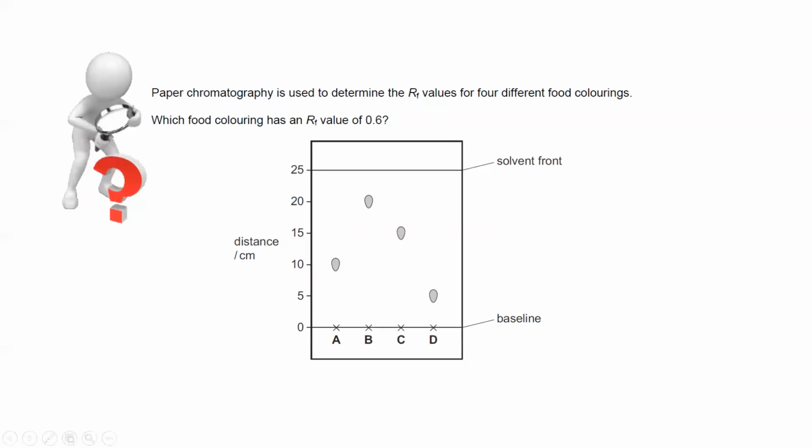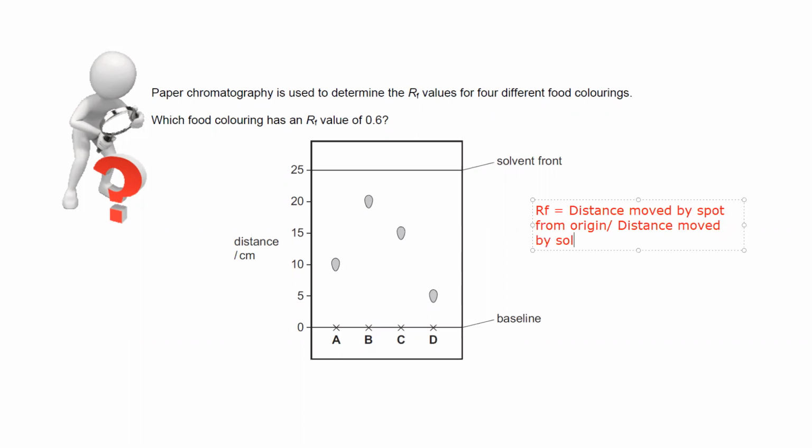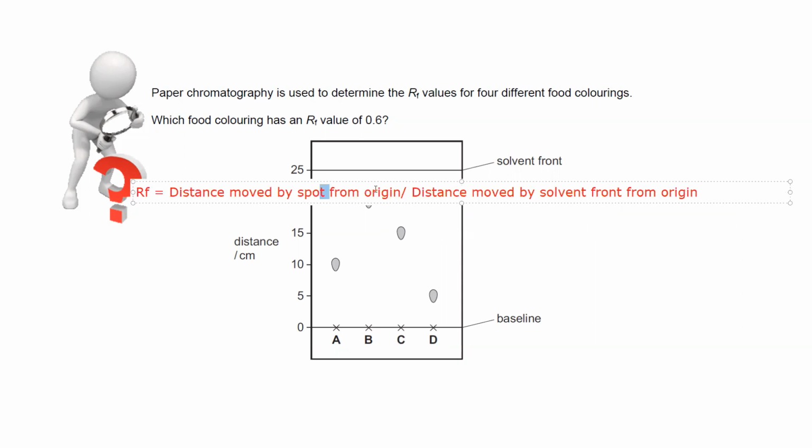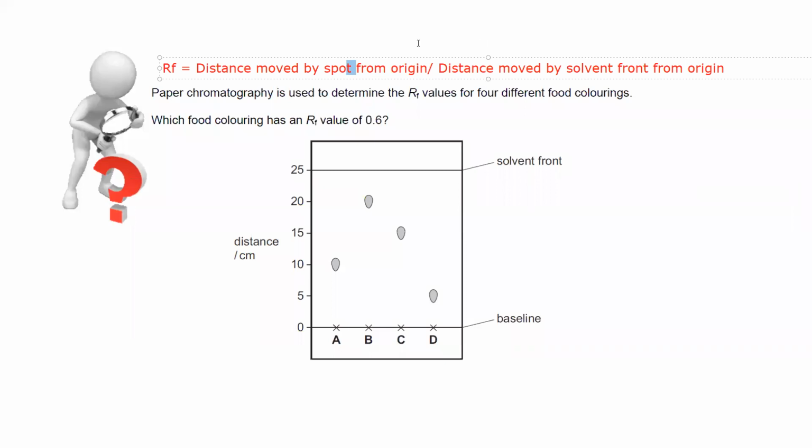The formula to calculate the RF value is the distance moved by a spot from the origin divided by distance moved by solvent front from origin. That's the formula to calculate the RF value. So, which food coloring has a RF value of 0.6? A, B, C, or D?